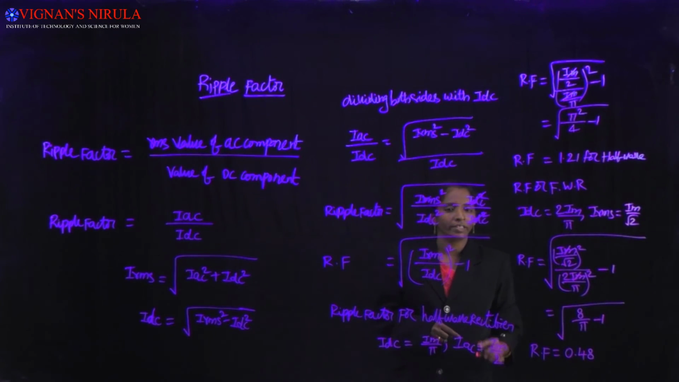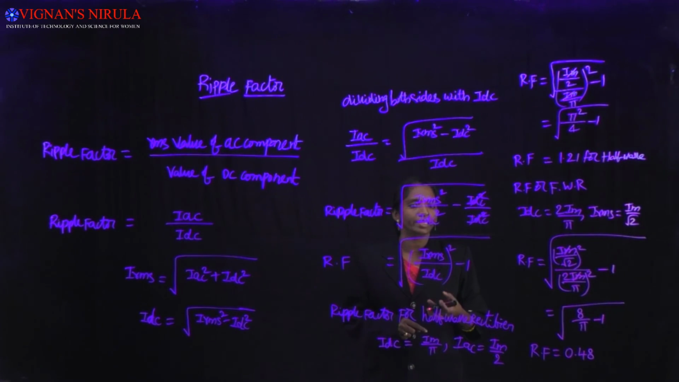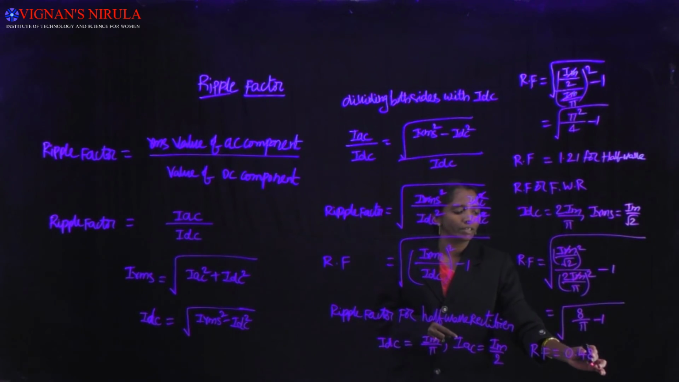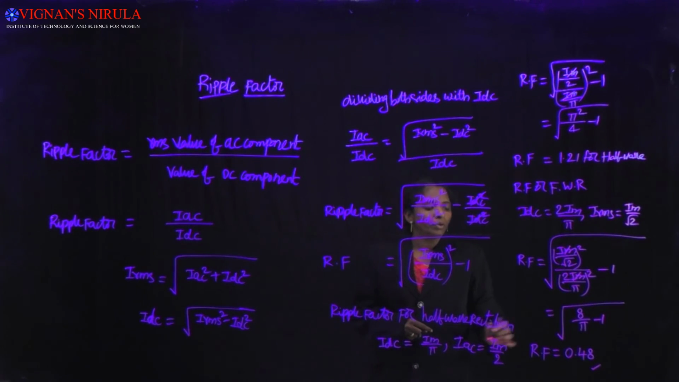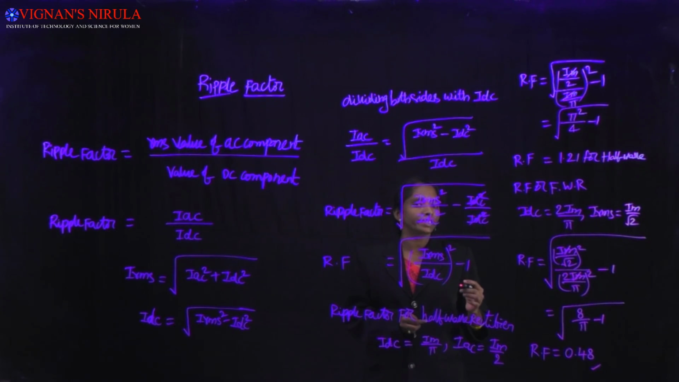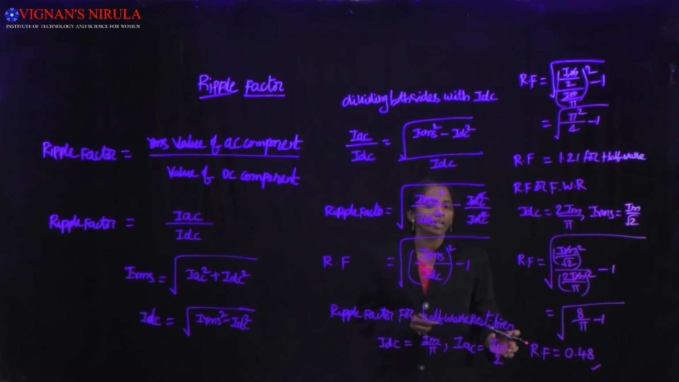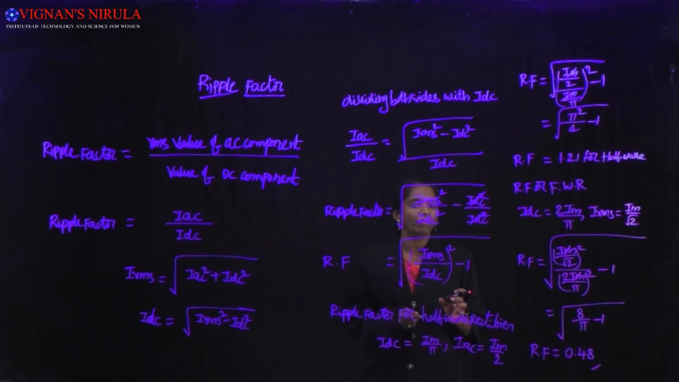So it converts most of the AC component into DC component. When compared to the half wave rectifier, the ripple factor of the full wave rectifier is very less. In the half wave rectifier the ripple factor is 1.21. The efficiency of the rectifier depends on the amount of AC component present at the output of the rectifier. For the full wave rectifier we get less ripple, so the most efficient circuit for rectification is the full wave rectifier. That's why in most applications we use the full wave rectifier.